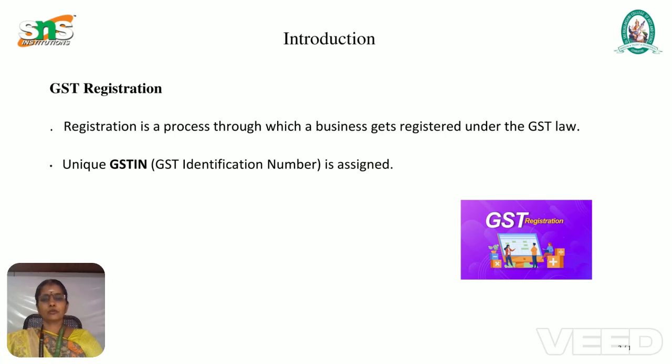So we have to make the GST registration as per the GST law. We have to complete the process of registering under the goods and service tax according to the law. Once the process is over, automatically we get a unique GSTIN number. GSTIN is the goods and service tax identification number. This number should be assigned to each and every business as per the GST law.